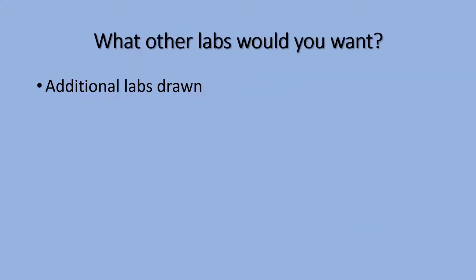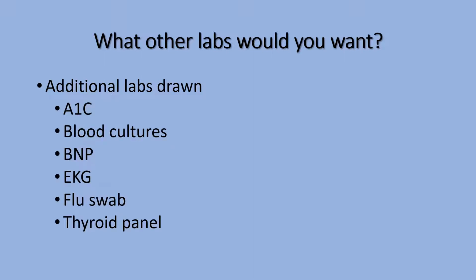So here we are, we're still at the hospital. We're trying to figure out what's going on with Karen, because she's showing additional signs that are not exclusive to respiratory issues. So what other labs would you want to draw? Well, let's take a look. Maybe we can grab an A1C since we know she does have diabetes. Just want to check this out. Maybe some blood cultures, maybe see if our antibiotics are going the right way. EMP, EKG, flu swab, as well as a thyroid panel.